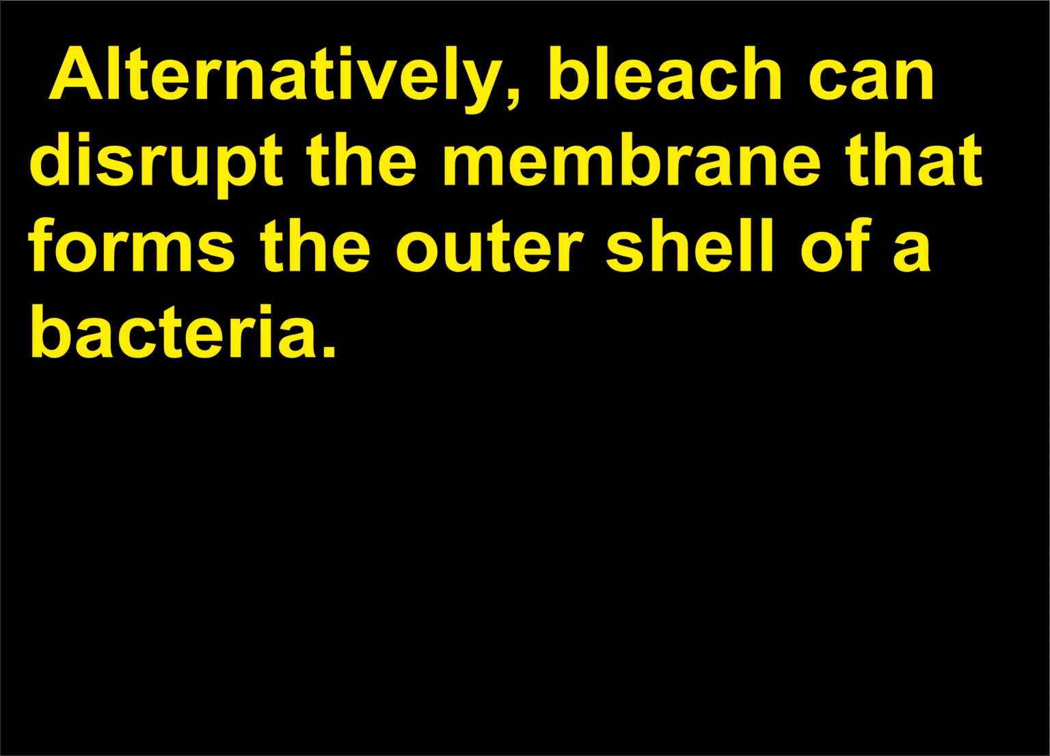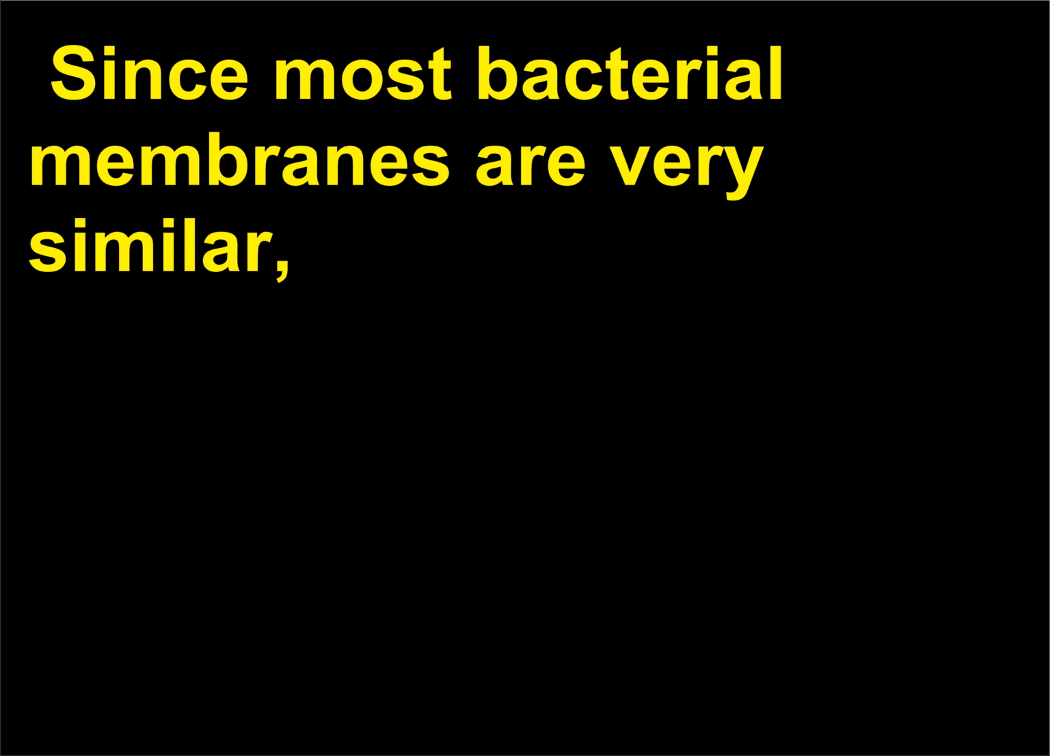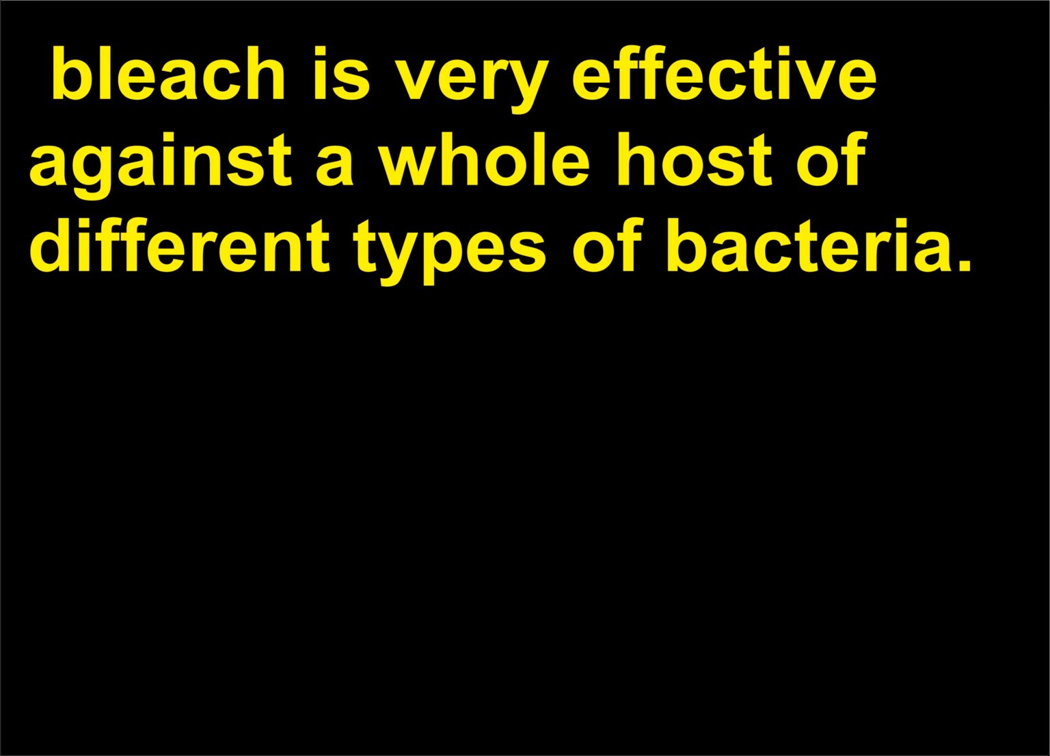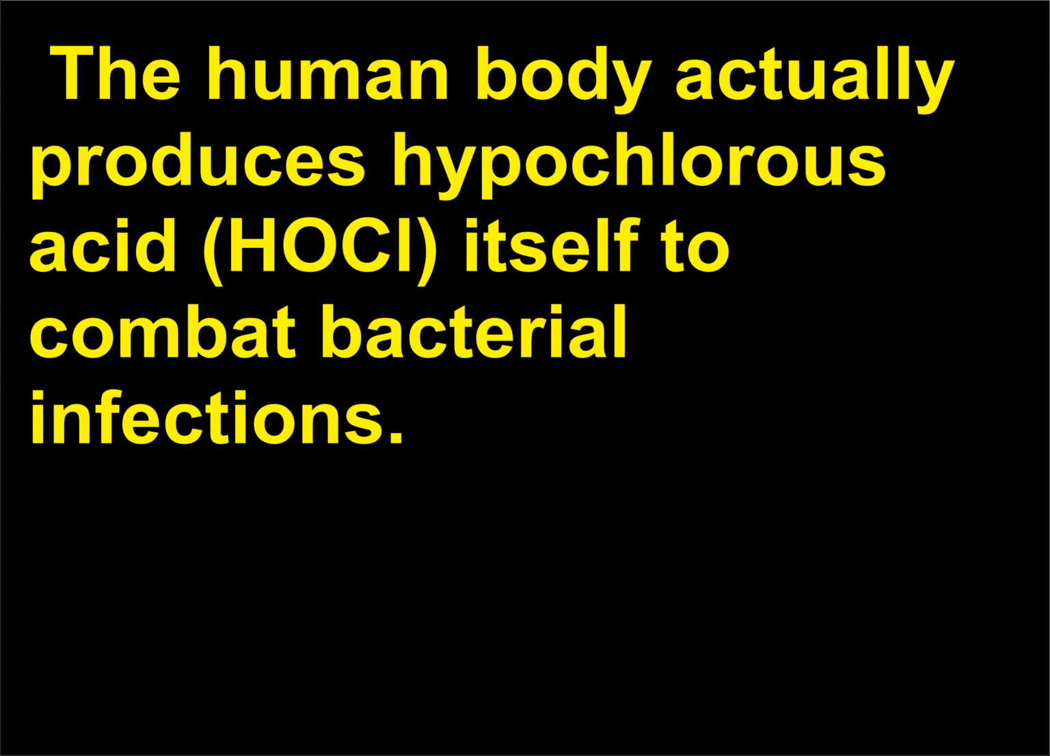Alternatively, bleach can disrupt the membrane that forms the outer shell of a bacteria. Since most bacterial membranes are very similar, bleach is very effective against a whole host of different types of bacteria. The human body actually produces hypochlorous acid, HOCl, itself to combat bacterial infections.